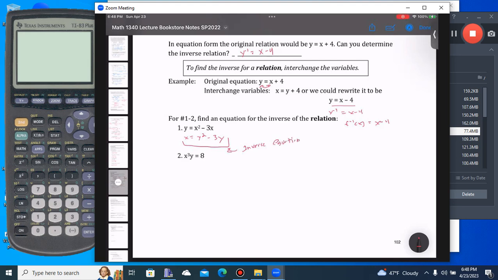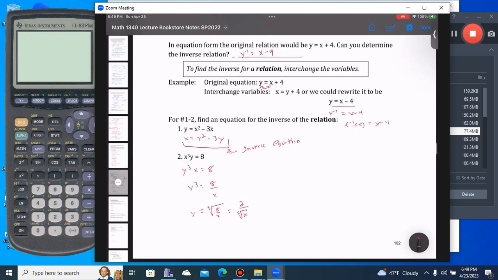The next one, switch your x and y. And then we could take the cube root. Well, actually, let's divide by x first. Then we can take the cube root. So we get y equals the cube root over x, which is going to be 2 over the cube root of x. There again, this is your y inverse. It ends up being its own equation.